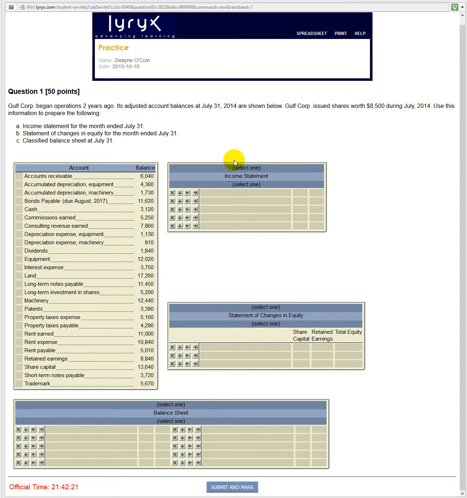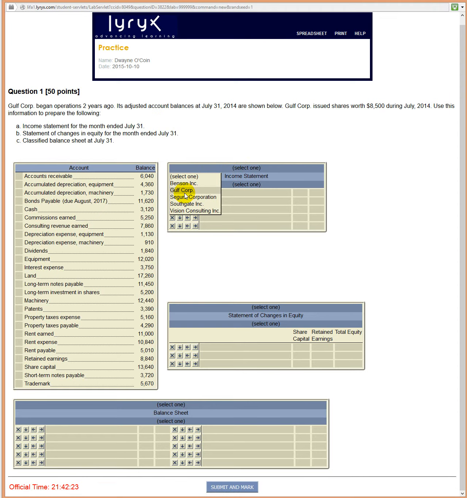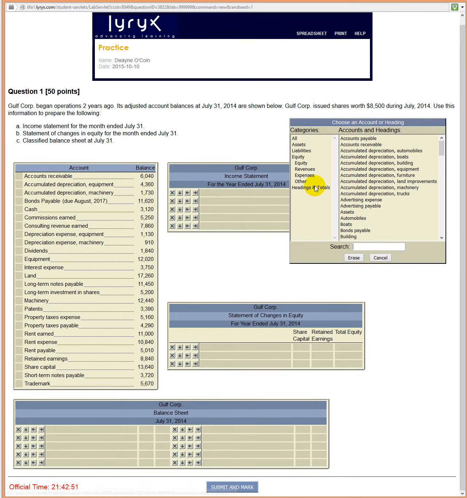So once again, we start by putting in the appropriate information at the title. Gulf Corp, and both the statement of changes in equity and the income statement are for the year ended July 31st. And Gulf Corp has a balance sheet as at July 31st, 2014. So just as we've done in the past, we should fill in some headings.